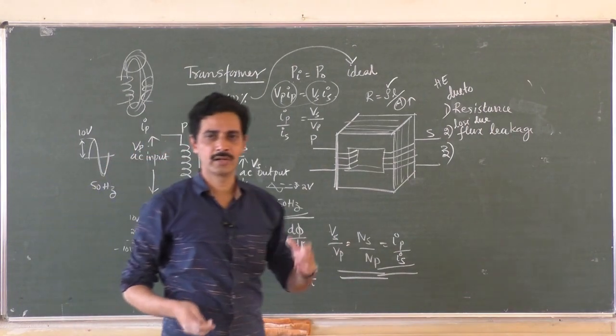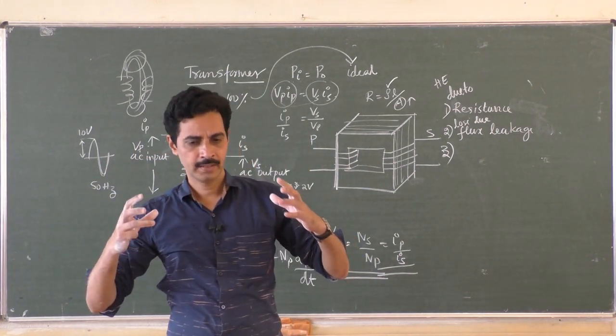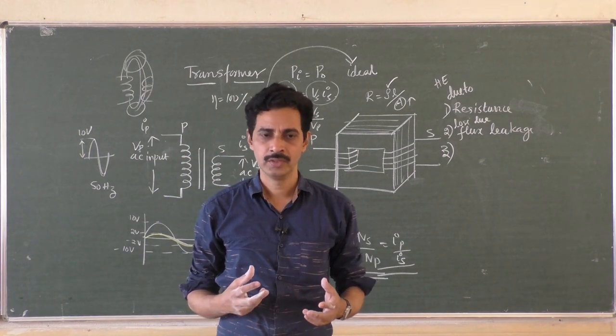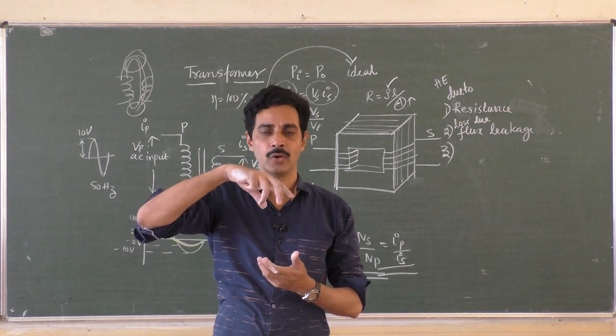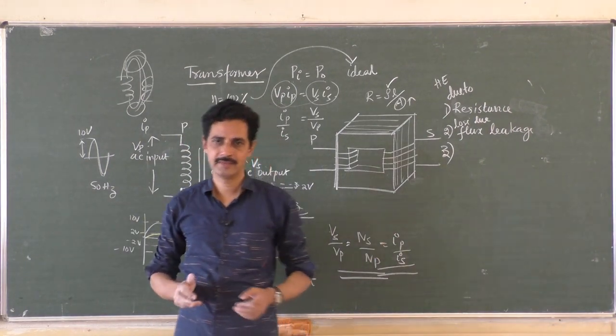So usually when you need to use a magnetic field and coil, what do you do? You keep an iron core, right? What does the iron core do? It simply intensifies the magnetic field.